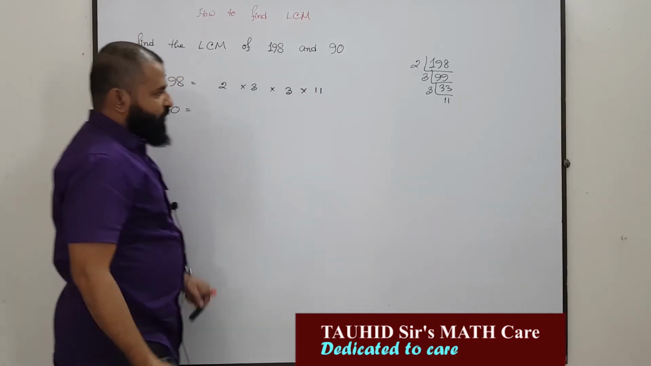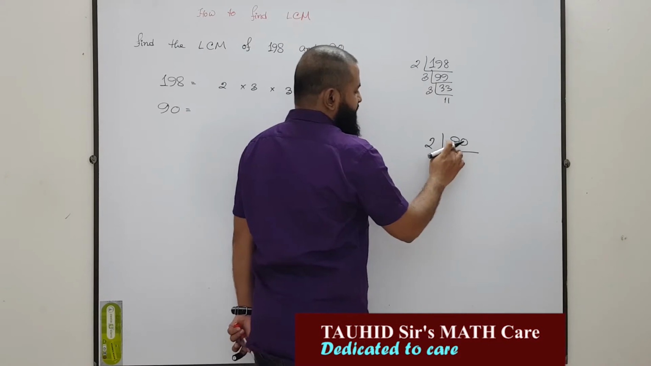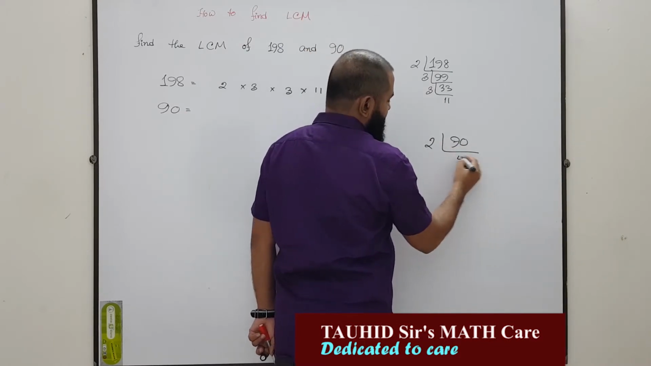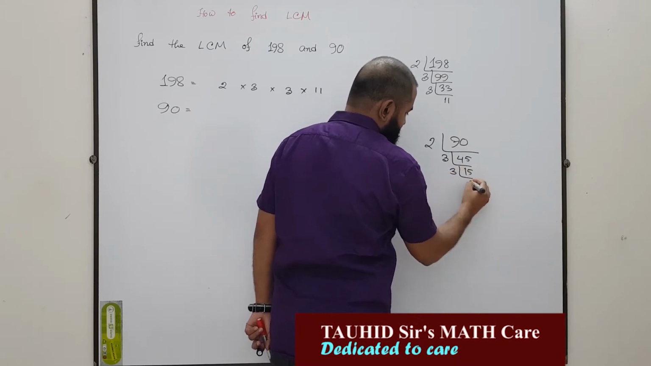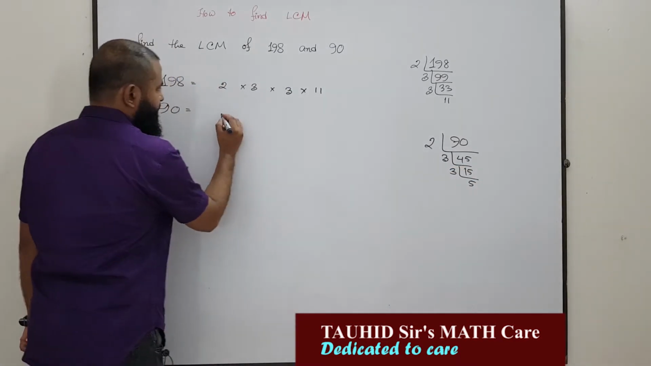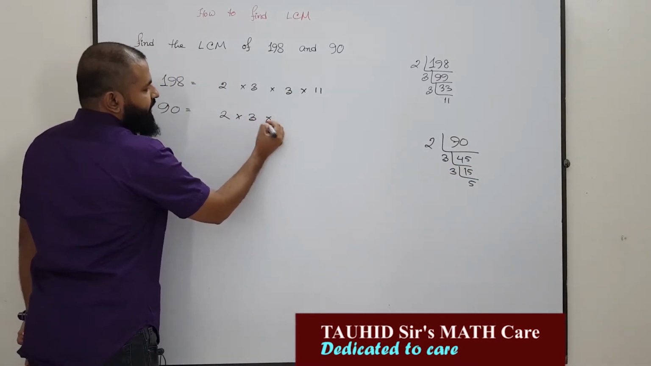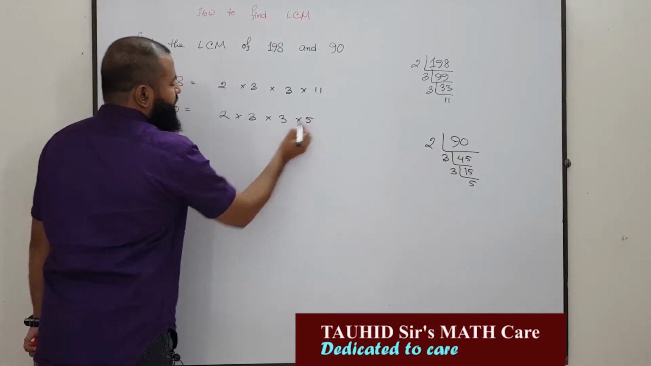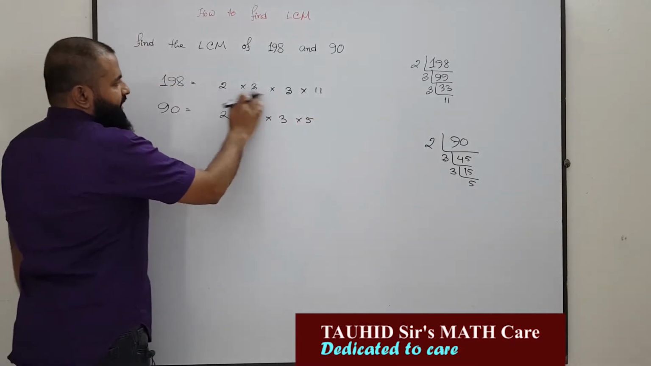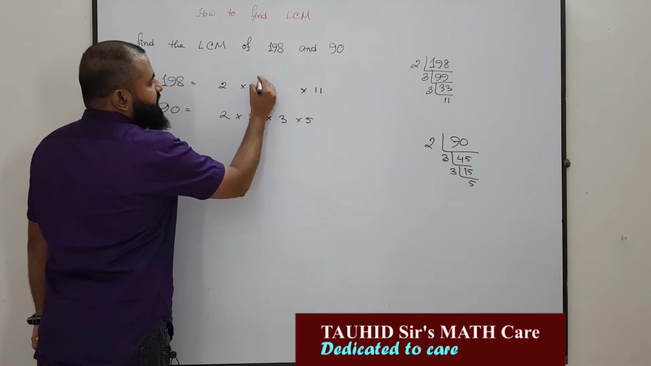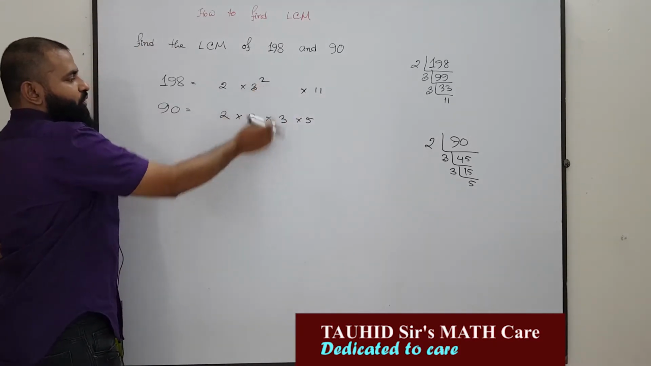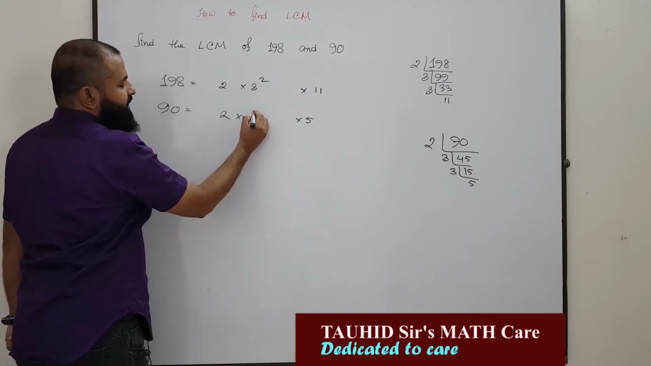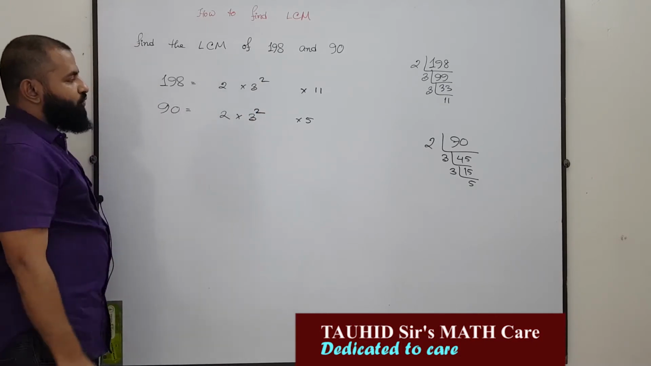Then we will factorize 90. If we divide it by 2, we get 45. If we divide it by 3, we get 15. If we divide it by 3, we get 5. So 90 is 2 into 3 into 3 into 5. We can write 198 as 2 into 3 square into 11, since multiplying two 3s gives 3 square. And we can write 90 as 2 into 3 square into 5.